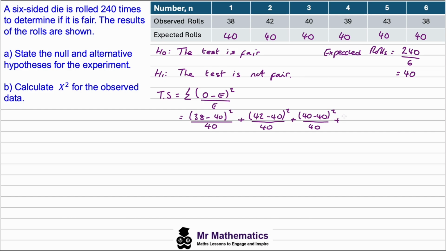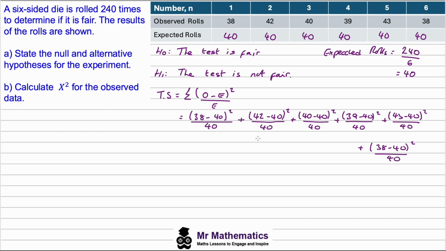We've got the observed minus the expected, all squared, divided by our expected. When n is 4, we've got 39 minus 40 over 40. When n is 5, 43 minus 40 over 40. And when n is 6, 38 minus 40, all squared, over 40.